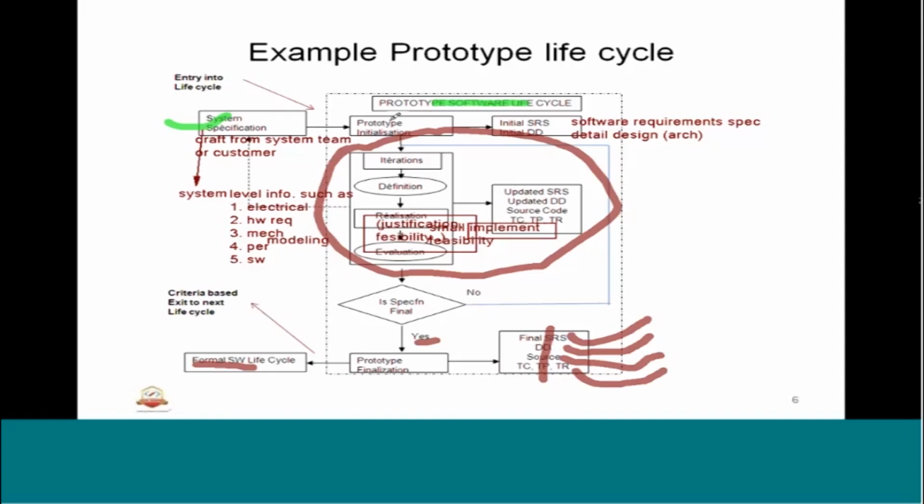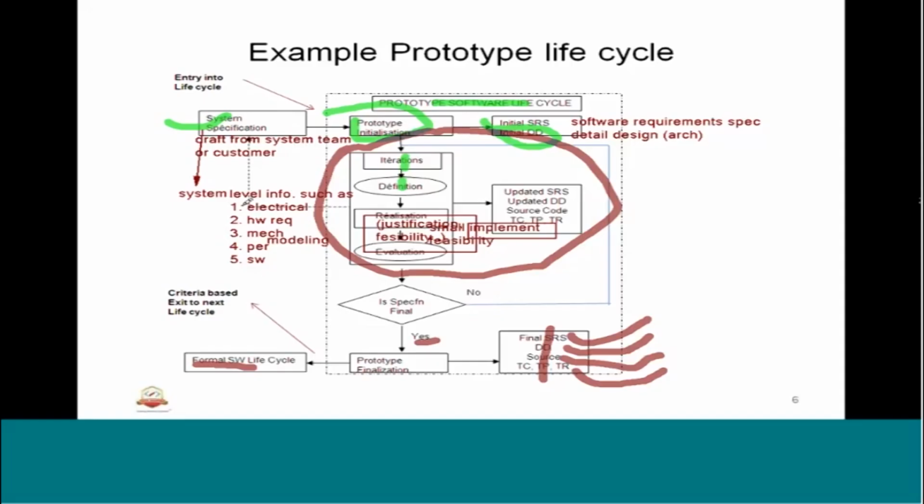So we will do an initiation. That means we will initiate the prototyping life cycle. We'll come up with an initial SRS and detailed design, it could be architecture. Then on this initial SRS, design or source code, we start the iteration. We define each of the requirements of the specific functions or features that are required as part of the system.